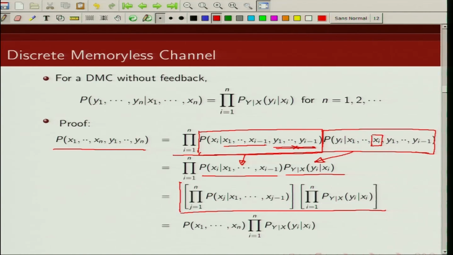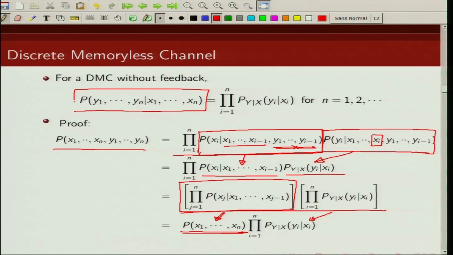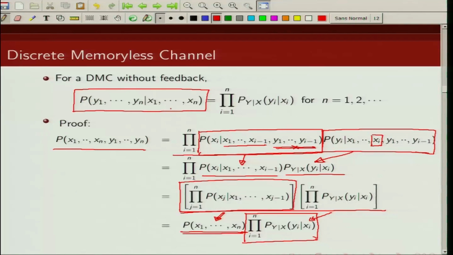And what is this term? This term is nothing but the probability of x_1, x_2, up to x_n multiplied by this term. Now, if I divide both sides by this, on the left hand side I will get this, on the right hand side I will get this. So, hence this proves that if I have a discrete memoryless channel without feedback, the probability of y_1, y_2, up to y_n given x_1, x_2, up to x_n is given by this expression.